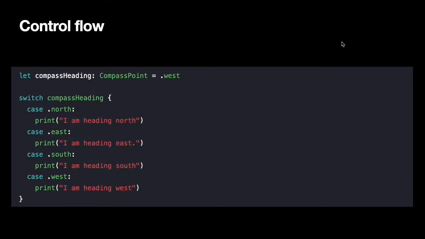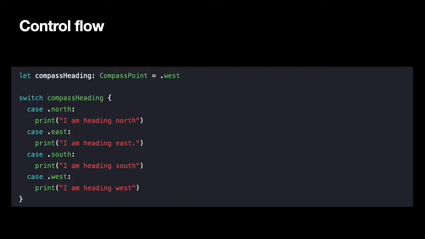We can switch on enum cases. In this case, compassHeading is a constant. It is of type CompassPoint. Its value is CompassPoint.west. We switch on compassHeading, and we have our cases. Switch statements in Swift have to be exhaustive, and this switch statement is exhaustive because compassHeading has exactly 4 possible values. So we do not need a default case because we have an enumerated case for each of the 4 values.